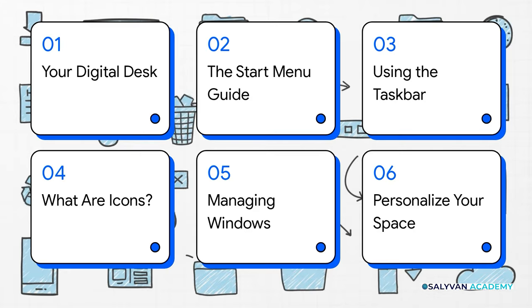So here's our game plan. We'll start with the desk itself, then we'll check out the Start menu. Think of that as your main filing cabinet. After that, we'll look at the Taskbar, which is like your quick access tool belt. We'll figure out what all the little icons are, learn how to manage all your open documents, and then, the fun part, how to personalize your space.